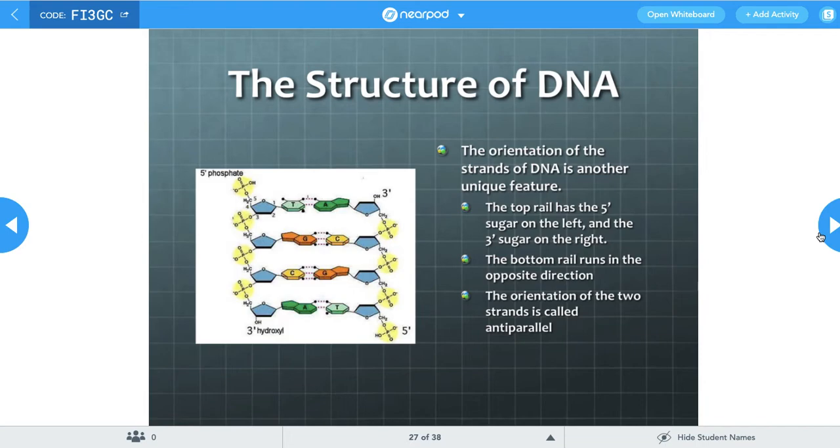Also, the orientation of the strands is another unique feature, as it's anti-parallel. For instance, the top rail to the bottom is 5' to 3', and the opposite is the top right is 3' to 5'. They run in opposite directions, called anti-parallel.